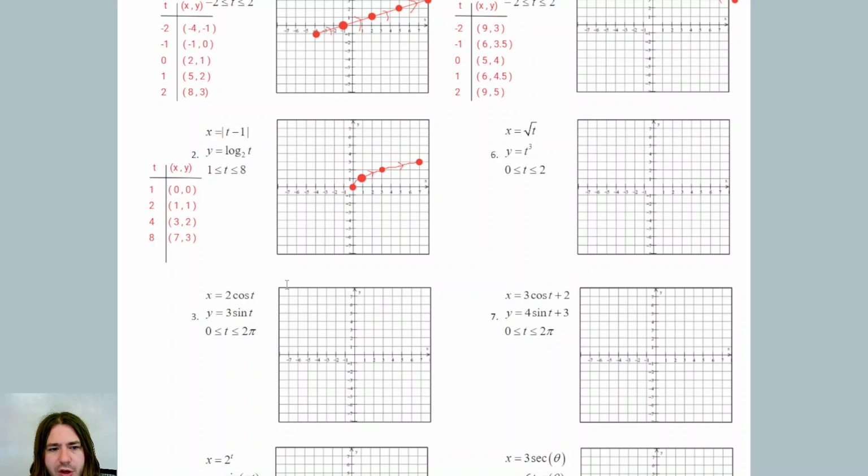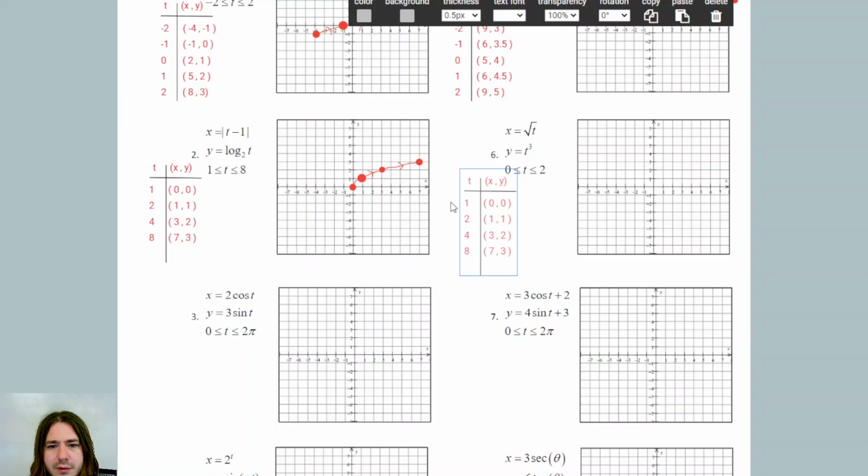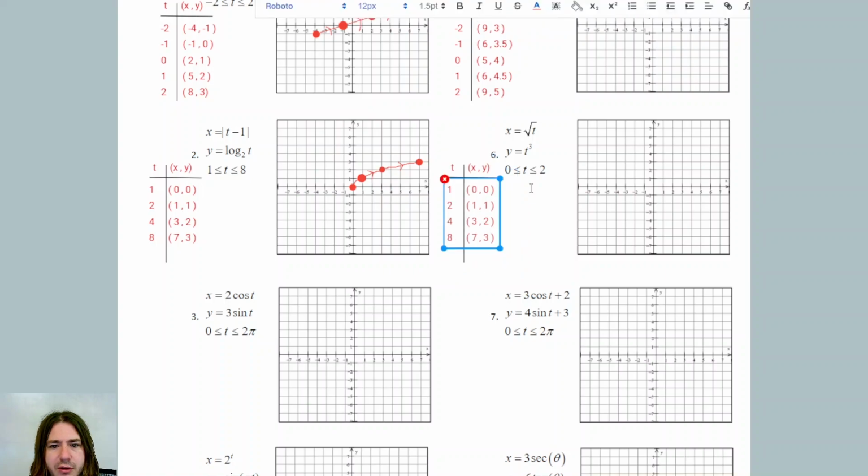Number 6, similar problem. Actually, all these are going to be basically plotted in the same way. So if the t value here, what's our domain? 0 to 2. So I'm going to do 0, I'm going to do 1, and I'm going to do 2, and that's it for this one. So if I plug in 0, the square root of 0 is 0, and 0 squared is 0, so I get a point of 0, 0. If I plug in 1, the square root of 1 is 1, and 1 cubed is also 1.